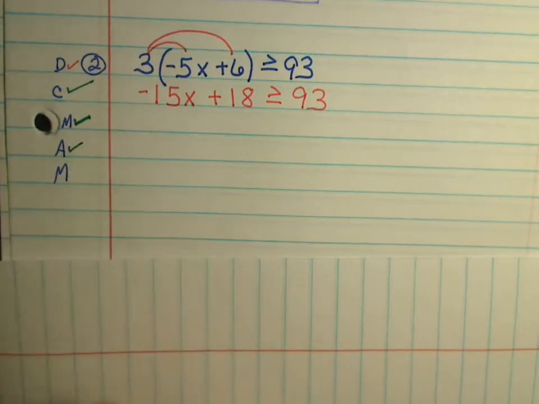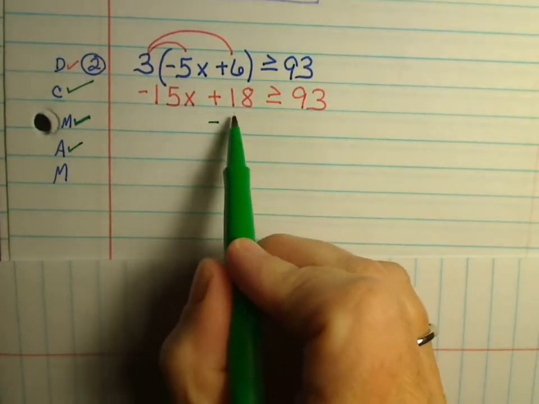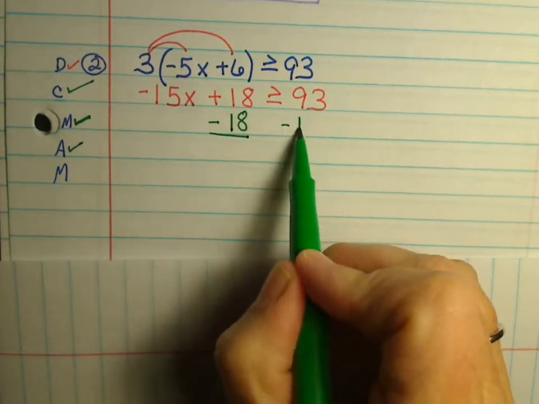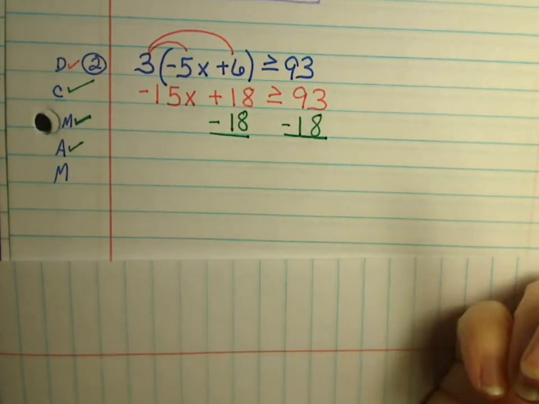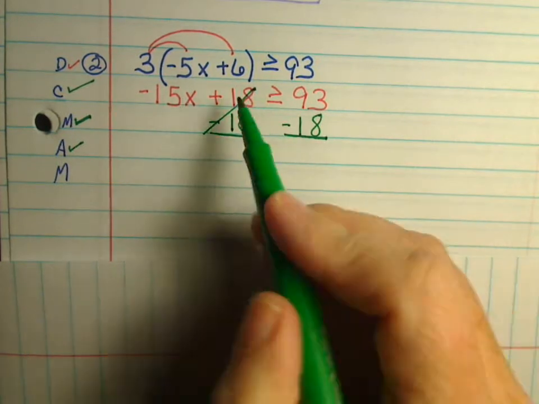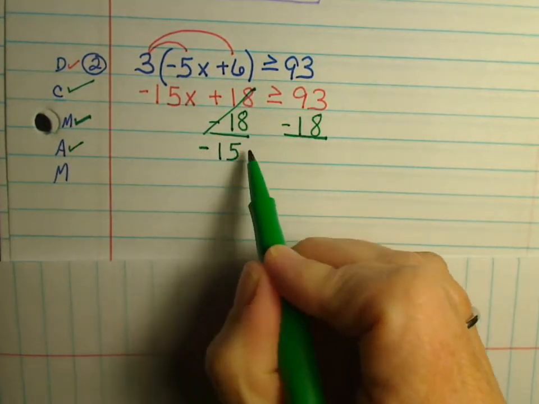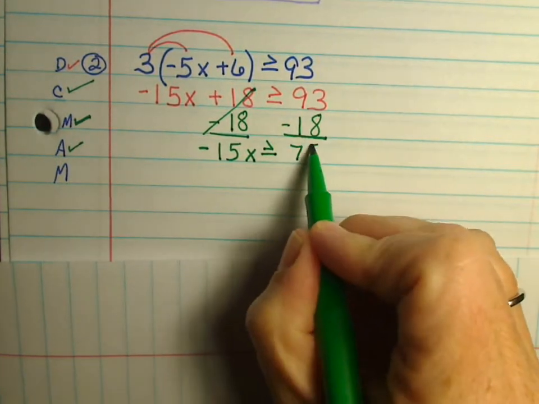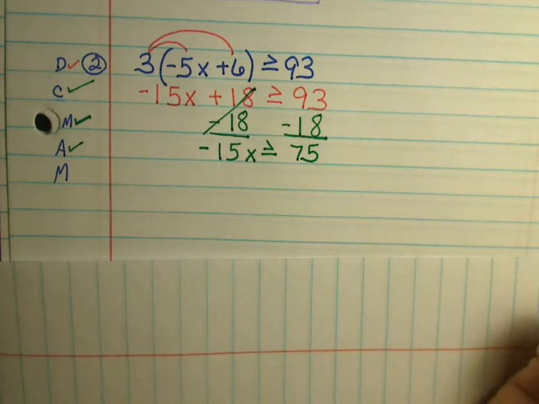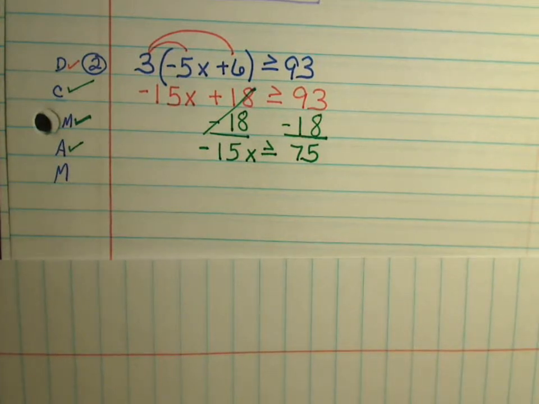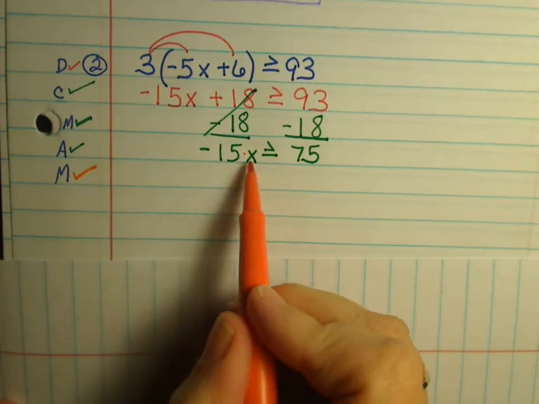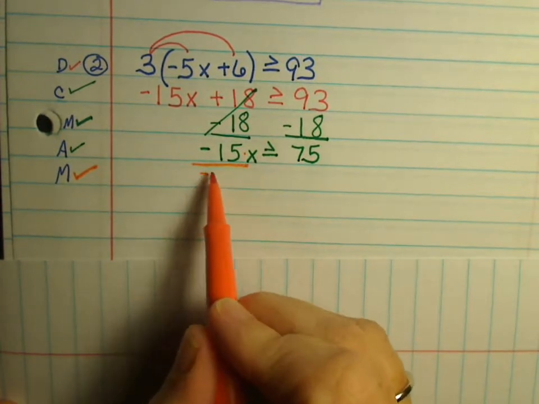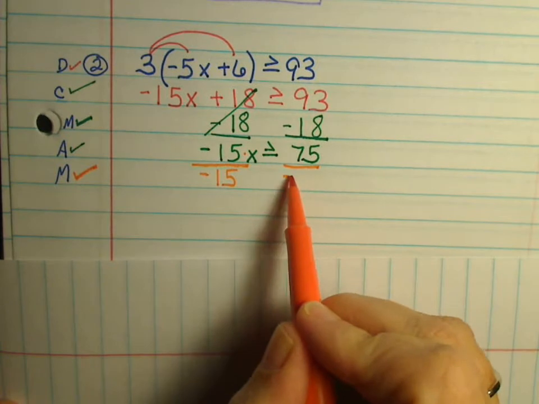So we're here, and we're going to do the inverse of add or subtract. So I'm going to subtract 18 from both sides. That cancels. I bring down the negative 15x, which is greater than or equal to 75. All right, now we're going to the next step, which is to do the inverse of multiplication or division. So this is multiplication. So I'm going to do the inverse, and I'm going to divide by a negative 15.